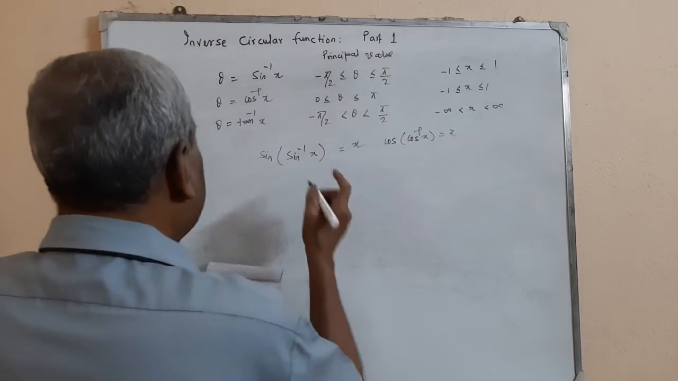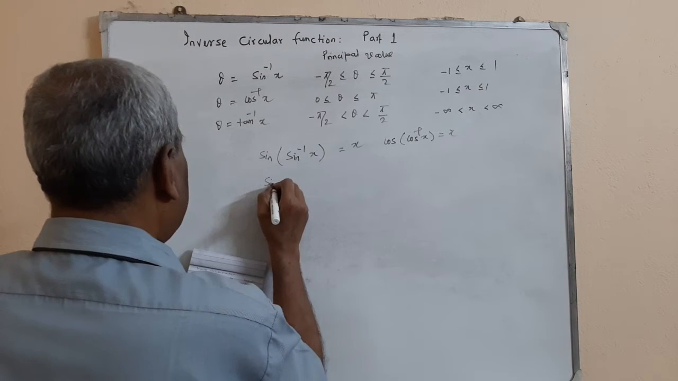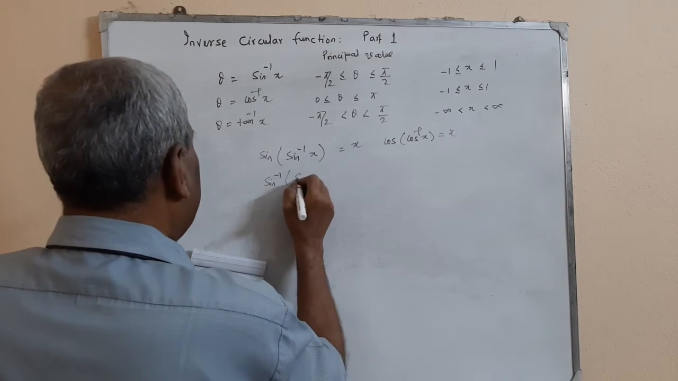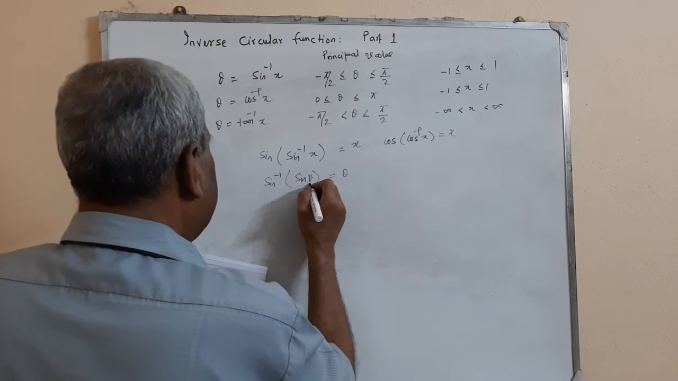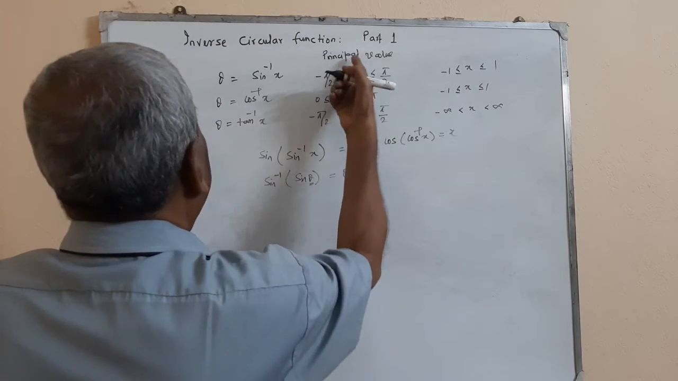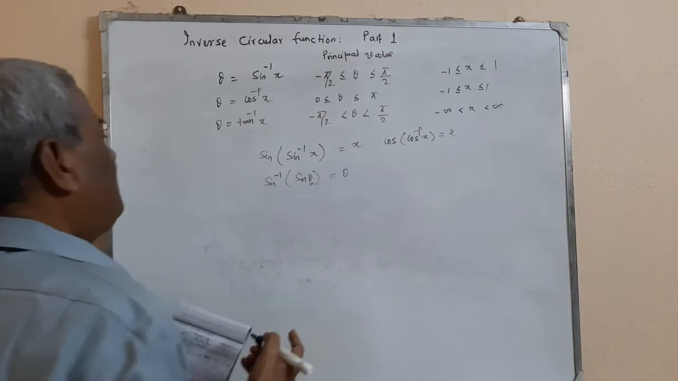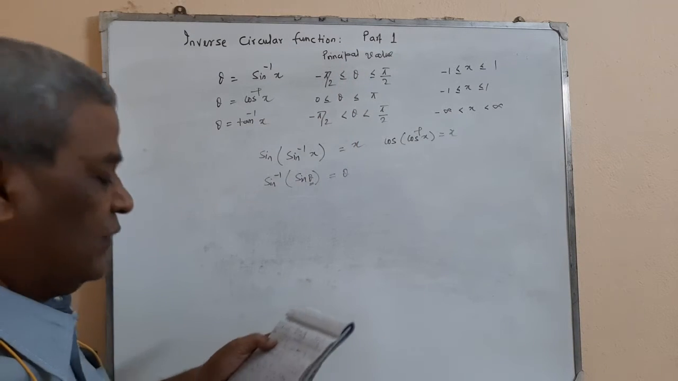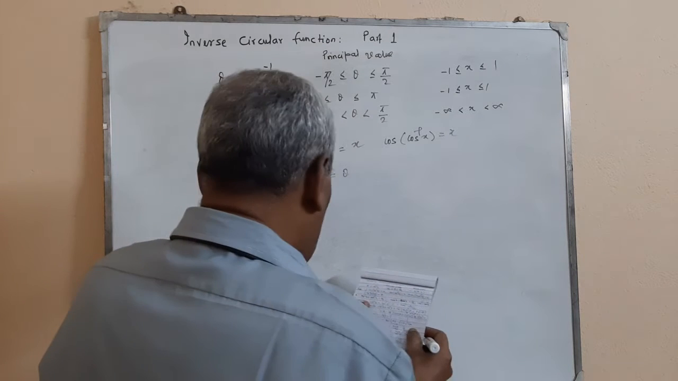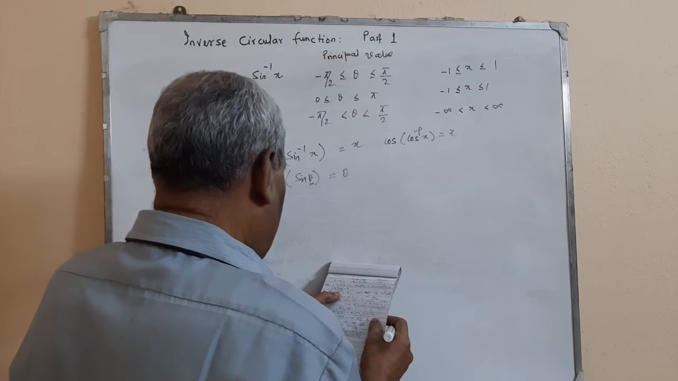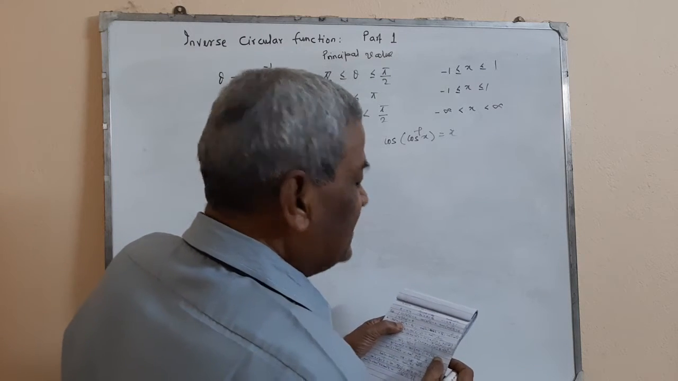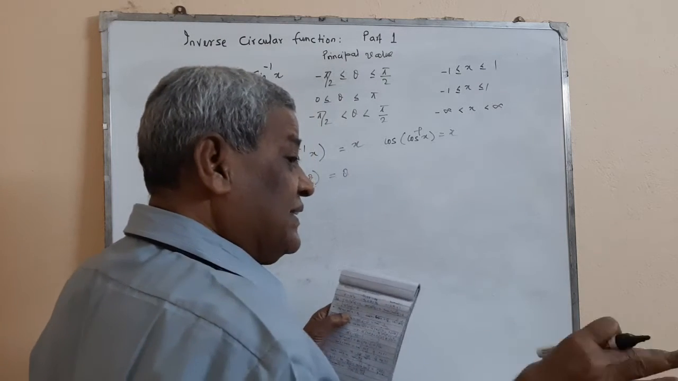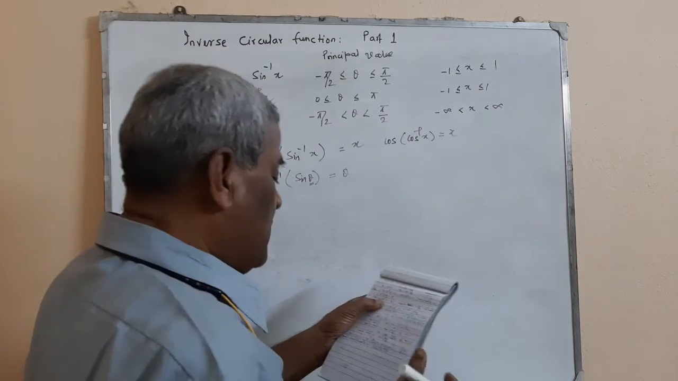Moreover, sine inverse sine theta is theta, provided theta lies within that range, the principal value. Similarly, cos inverse cos theta is equal to theta, tan inverse tan theta is equal to theta, if that theta lies within their principal values.